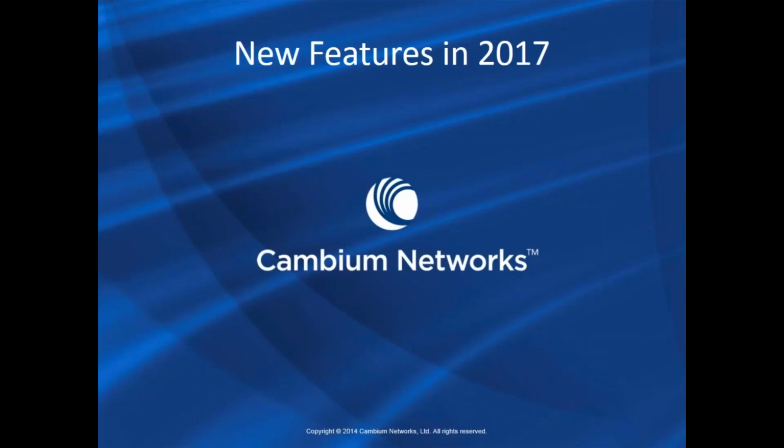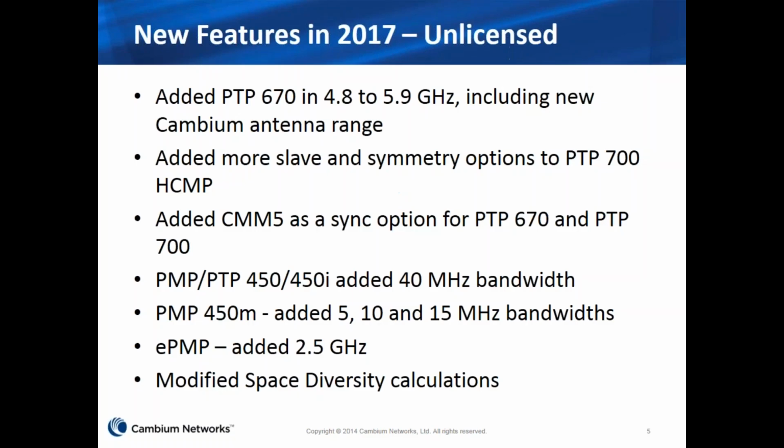So moving on to the new features that we've put in for this year, I've separated this functionality between the unlicensed sub 6 gig band, the licensed 6 gig and upwards, and some general features. So we'll start off with the unlicensed. As I just said, PTP 670 is a new product line. It's an enhanced version of the PTP 650, which will be capable of supporting HCMP. That will be coming in the next release of LINKPlanner, and it's also got some enhanced security features.